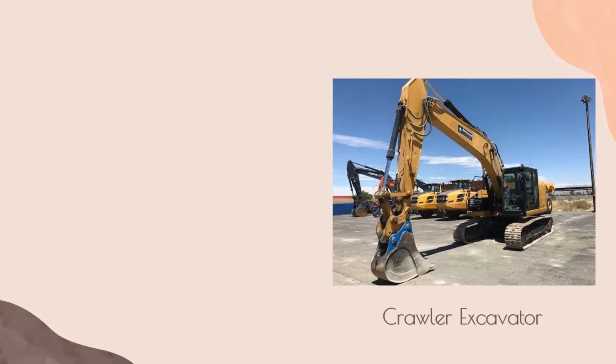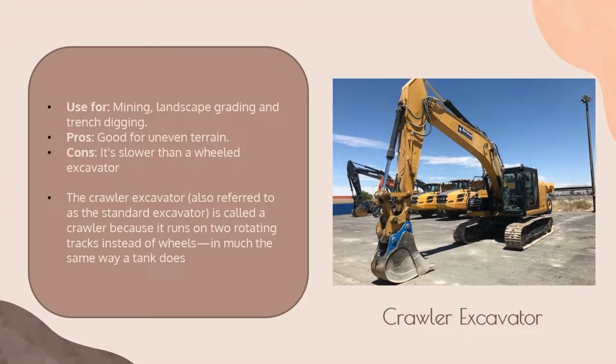The crawler or standard excavator is used for mining, landscape grading, and trench digging. It is good for uneven terrain, however, it's slower than wheel excavator. It is named as crawler because it runs on 2 rotating tracks instead of wheels.